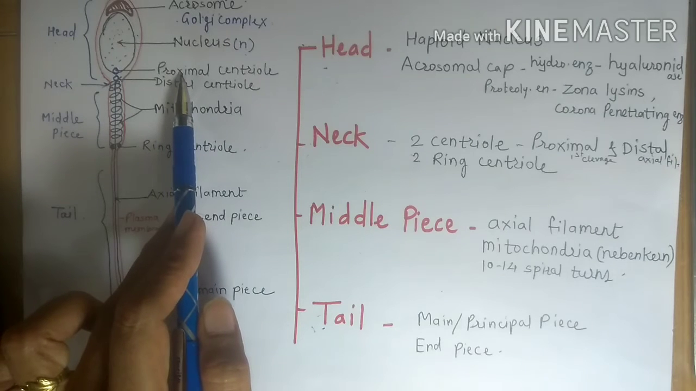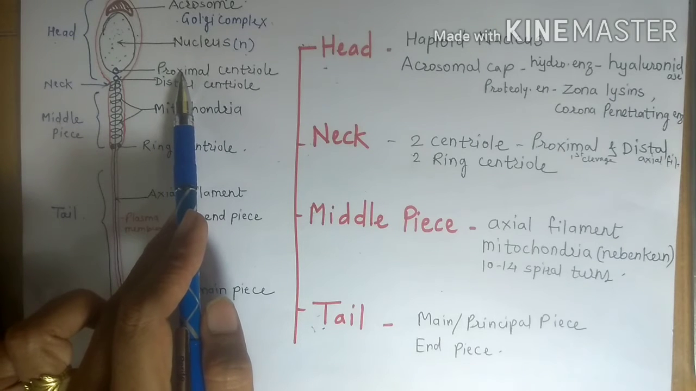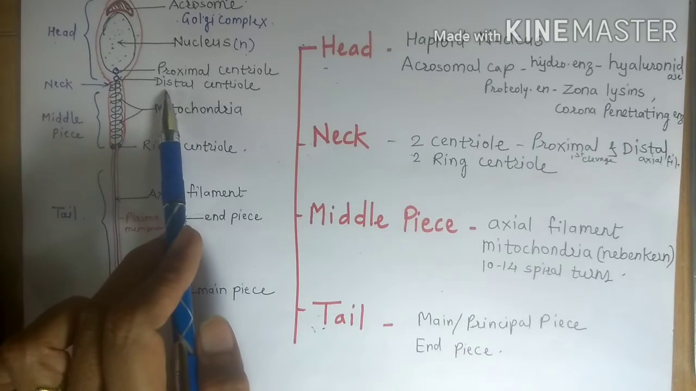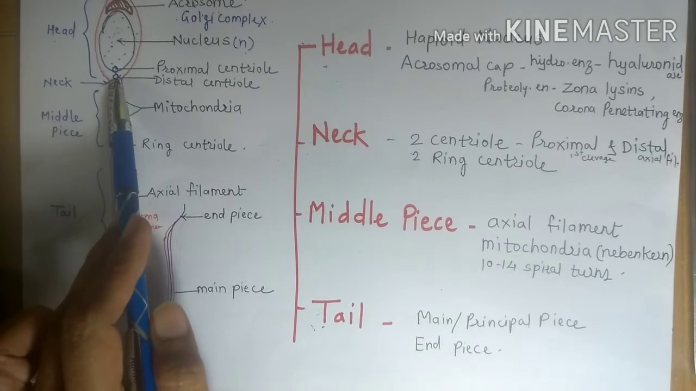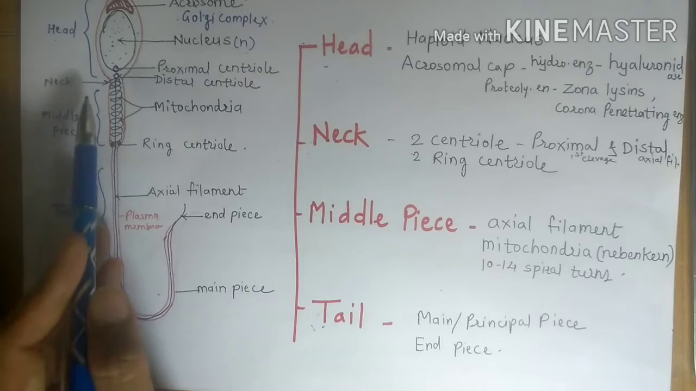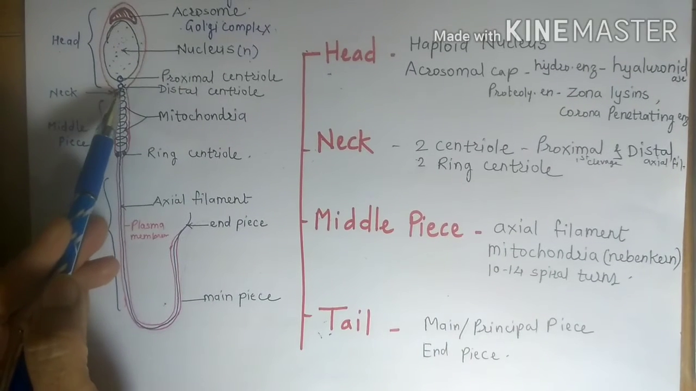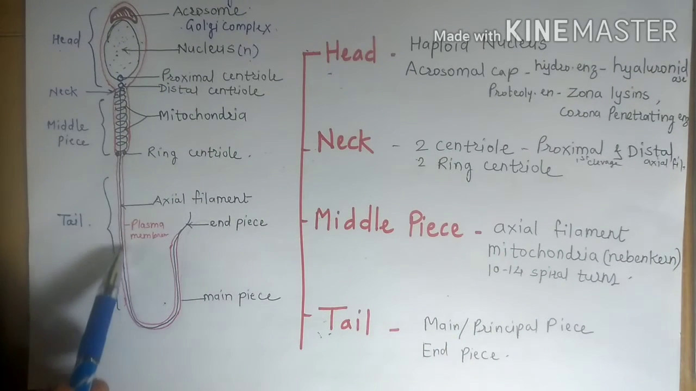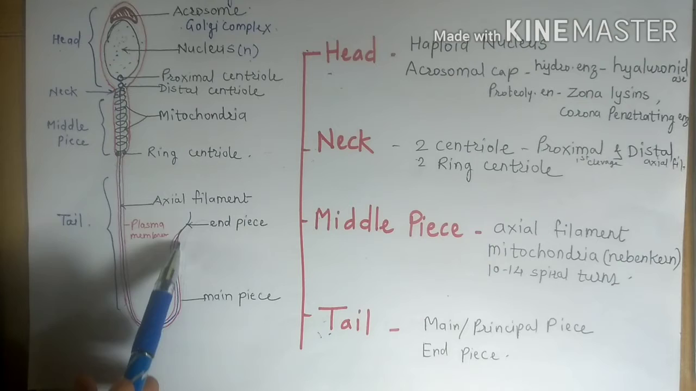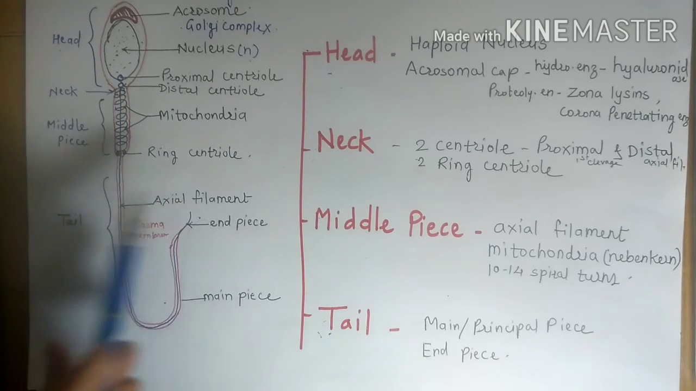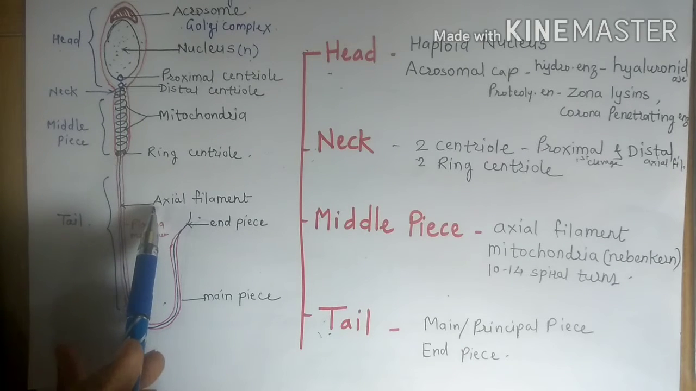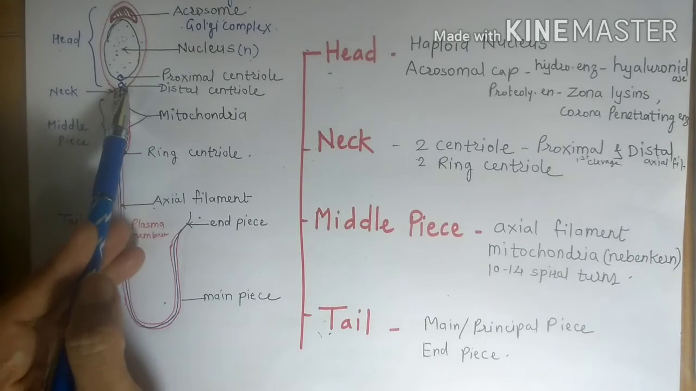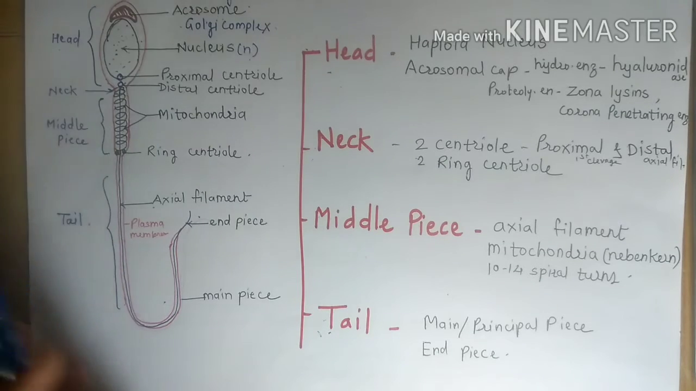The proximal centriole plays an important role in the cleavage of the zygote. And the distal centriole forms the axial filament. You can see from the distal centriole a long fiber-like structure, blue color, originating. It is called the axial filament. So the distal centriole is the origin of the axial filament.